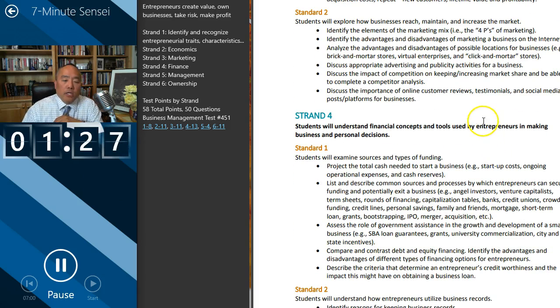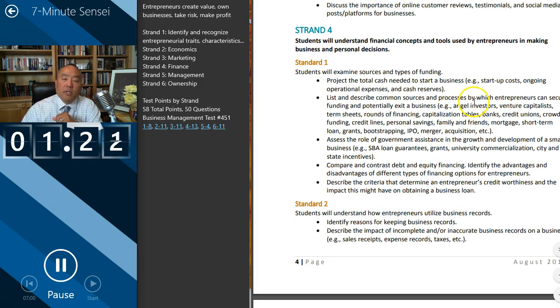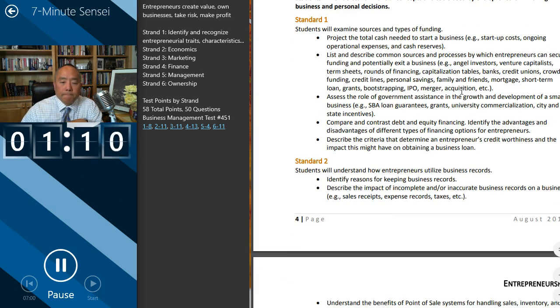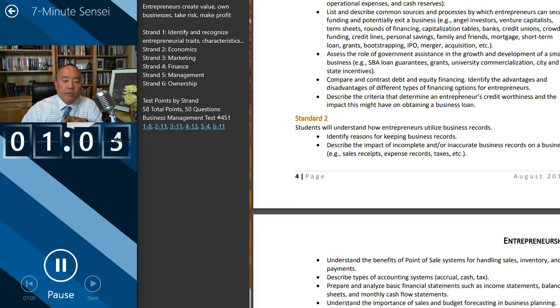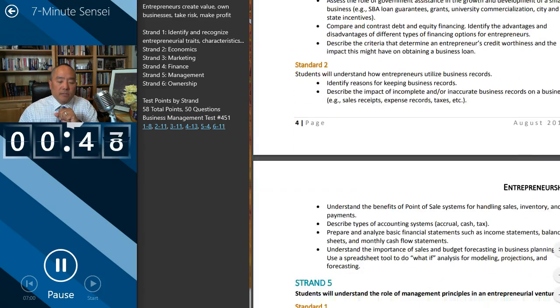In Strand 4, you learn about financial concepts, and so how these financial concepts will help you with your business decision making. So how much money do you need to start your business? What are your startup costs? Your ongoing operating expenses. Okay. And we've got Standard 2, where we talk about the importance of keeping good business records, not only for tax purposes, but also for your insurance, legal purposes. Number of reasons why it's really good to keep good business records there.